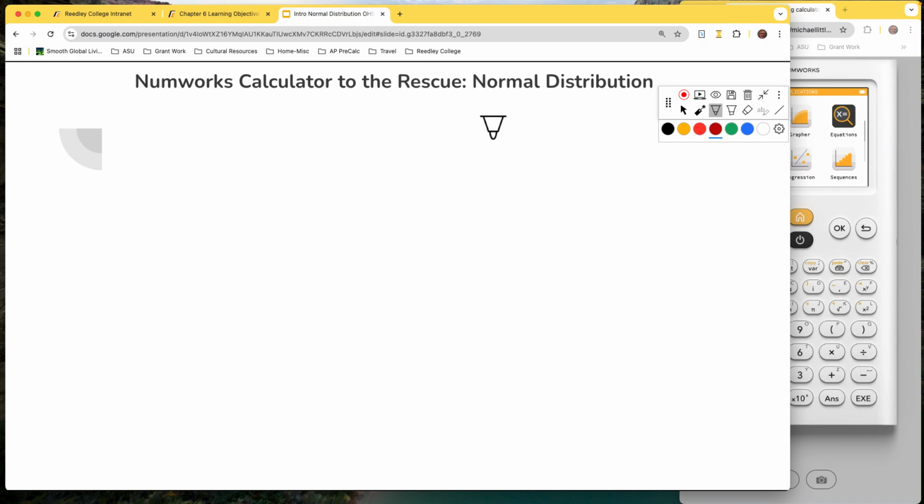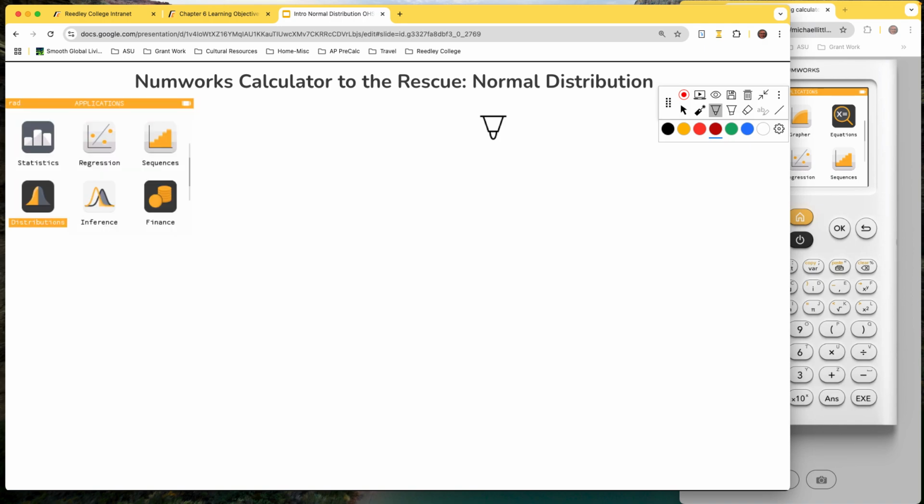But now what I want to do is what's going to make doing the homework not only easy, but understandable. You're going to know what you're getting. So we're going to get your calculator set up. Have whatever NumWorks you're using, whether it's on your computer or your phone or whatever device, up and ready to go, because we're going to get you set up with how it works.